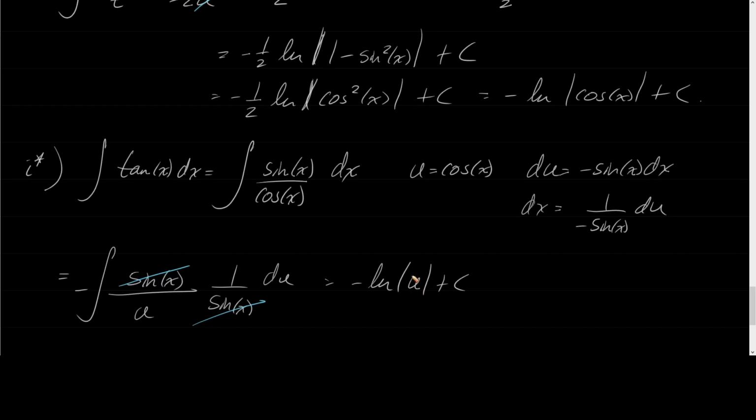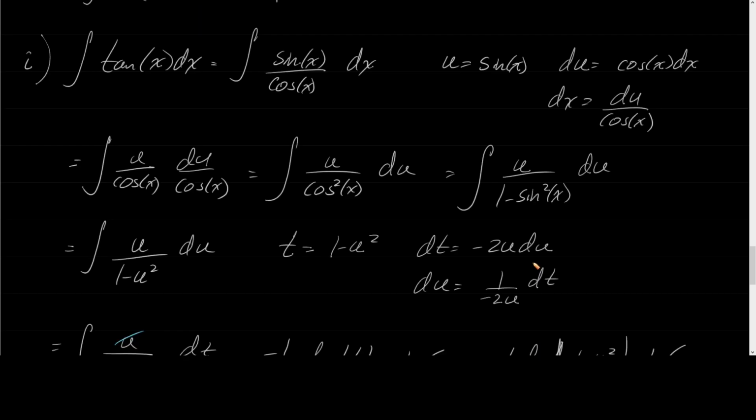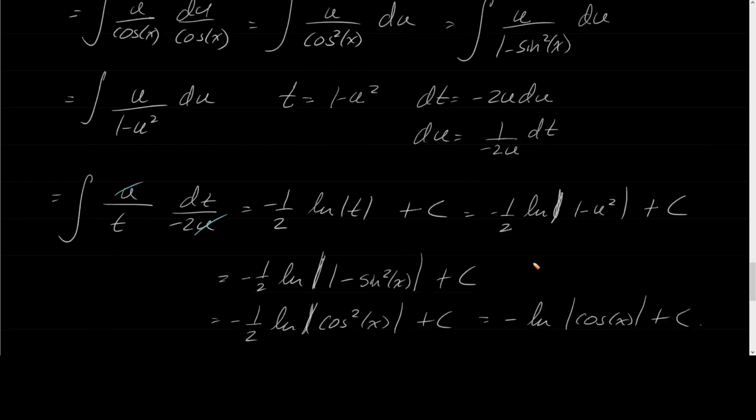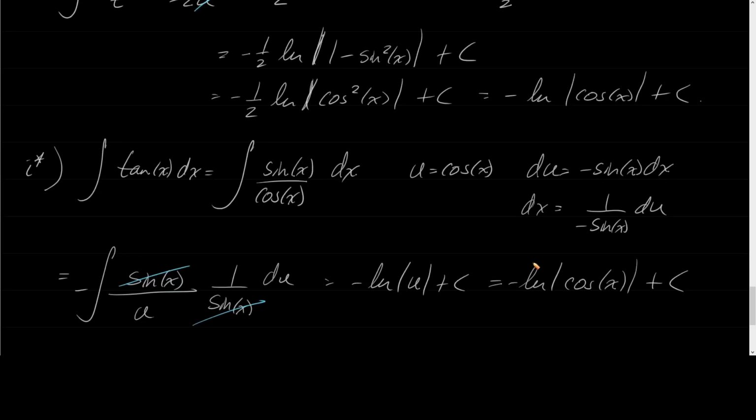But we know the problem was not about u. It was about cosine. So we have negative ln of the absolute value of cosine of x plus c. Look at that, same answer, but way shorter. So my point here is that you want to try to look ahead and see which substitution might work better, right? In general, when we have ratios of sine and cosine, it is usually better to make the denominator the u.